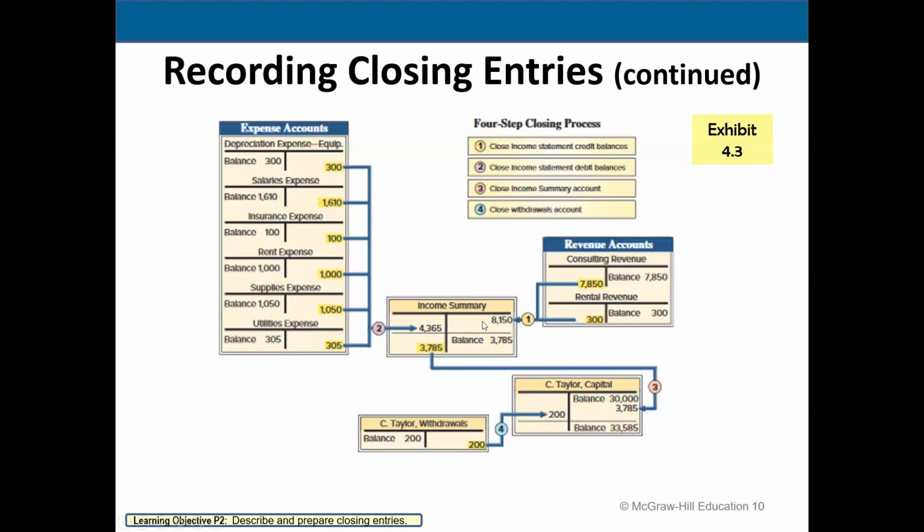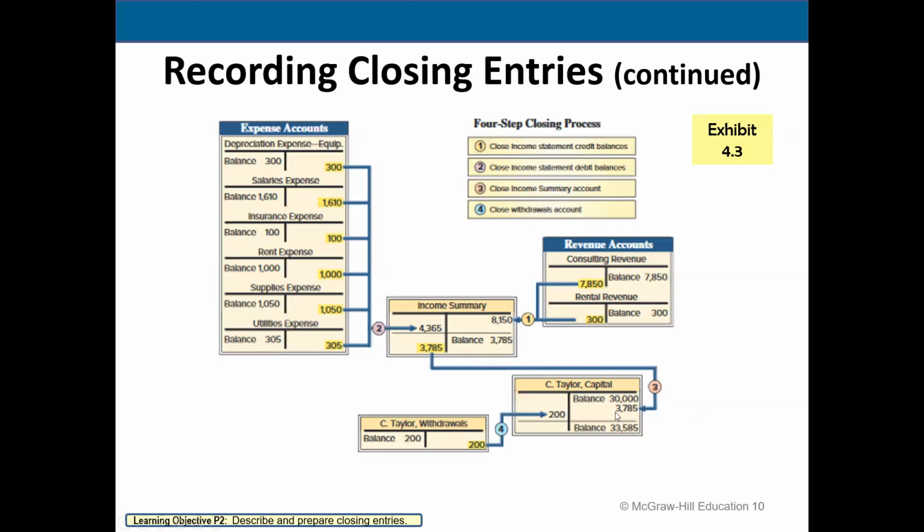In this case, we debited income summary 4,365 to close our expense accounts, and credited income summary 8,150 to close our revenue accounts. The new balance of that is a credit balance of $3,785. Now, the only issue with this is that income summary is also a temporary account that we're going to want to close. So to do that, if it has a credit balance of 3,785, we'll debit income summary 3,785. And since we're debiting that account, we'll have to credit somewhere, and we'll credit the capital account.